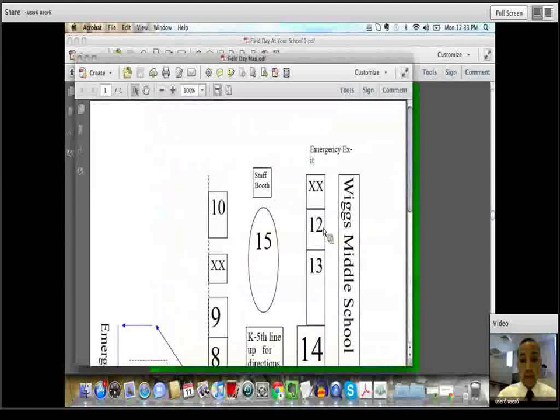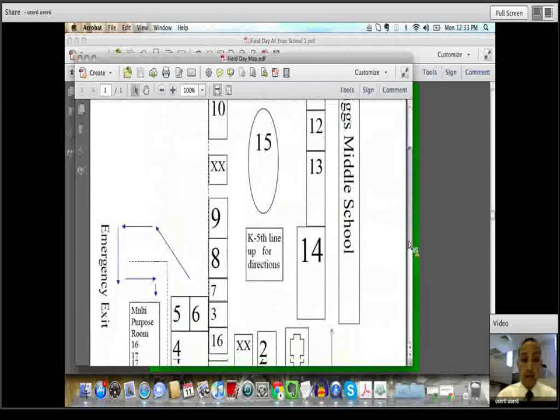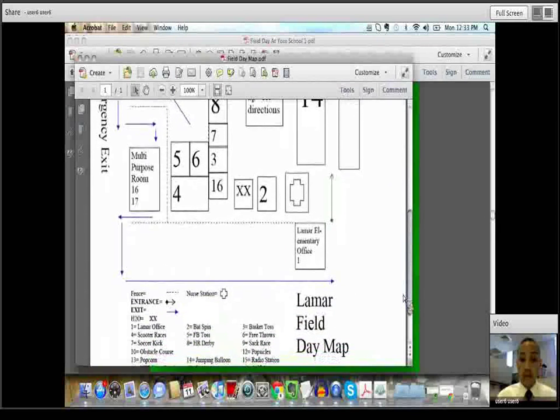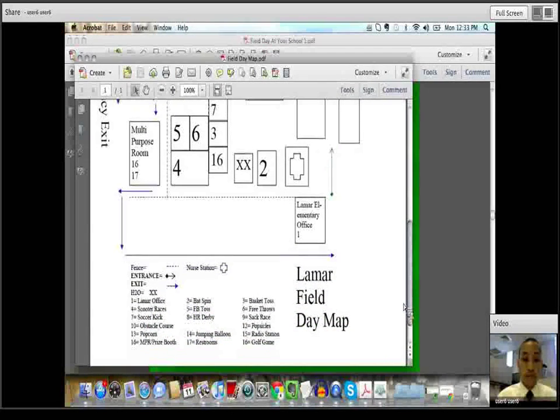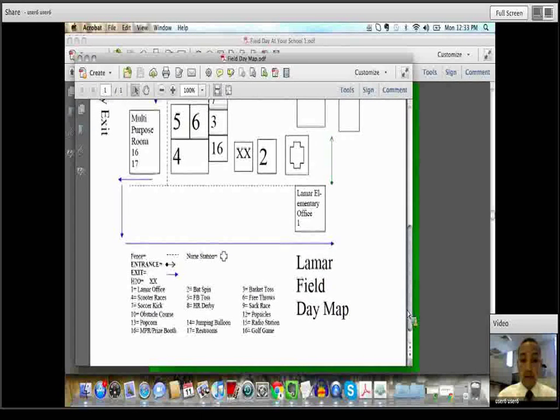After the stations have been created, it's also important to create a map with the various stations. The two X's in this station denote a water station. The cross denotes the nurse's station. And the various numbers are the various games the students would play.